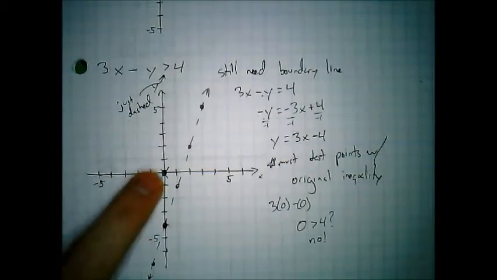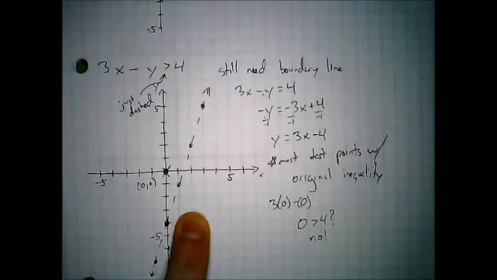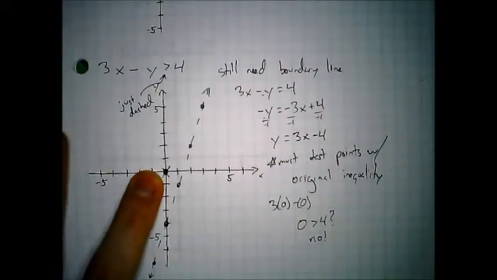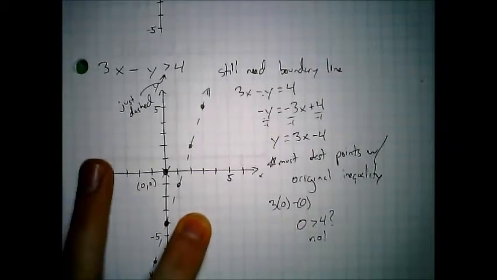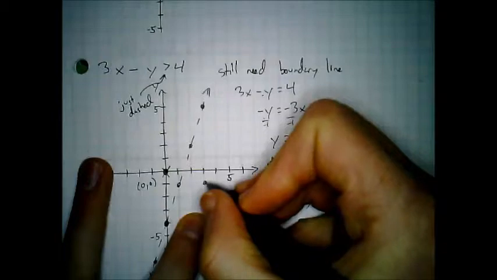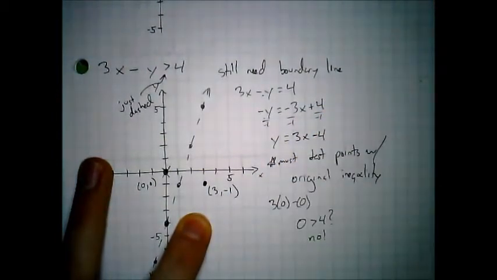Well, if this side isn't a solution, that leaves it safe to conclude that the other side is where 3x minus y is greater than 4. Again, if one side is where 3x minus y is less than 4, the other side is where 3x minus y is greater than 4. We found the side that's less, so it's safe to conclude that the other side is more. We're just going to verify. Let's verify with the point 3, negative 1.